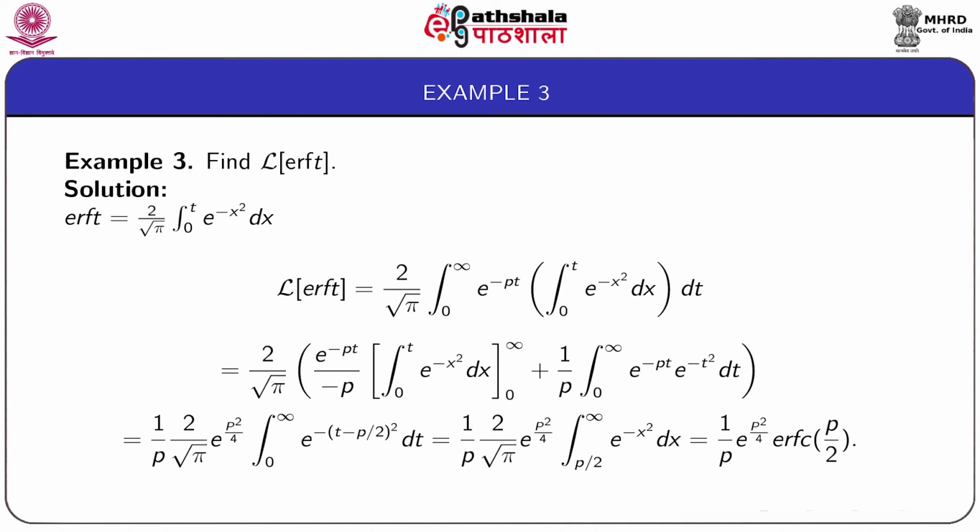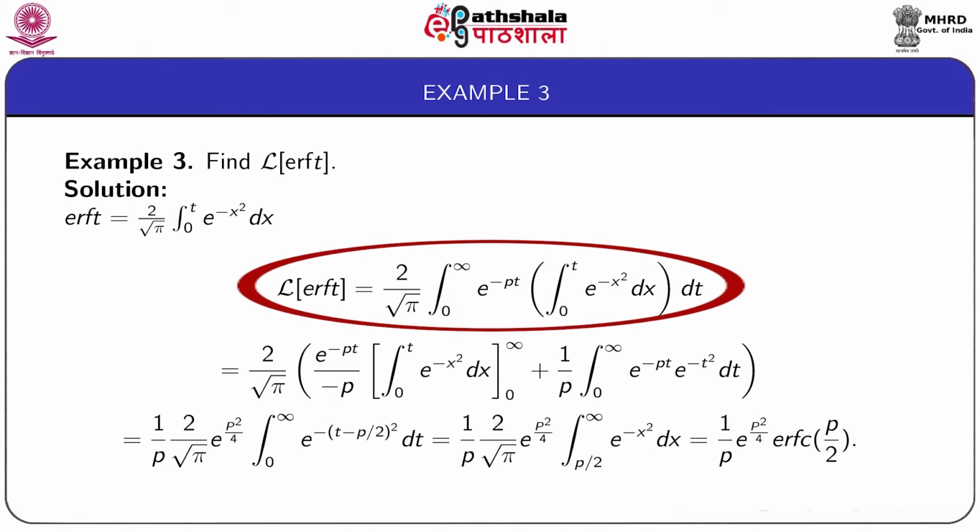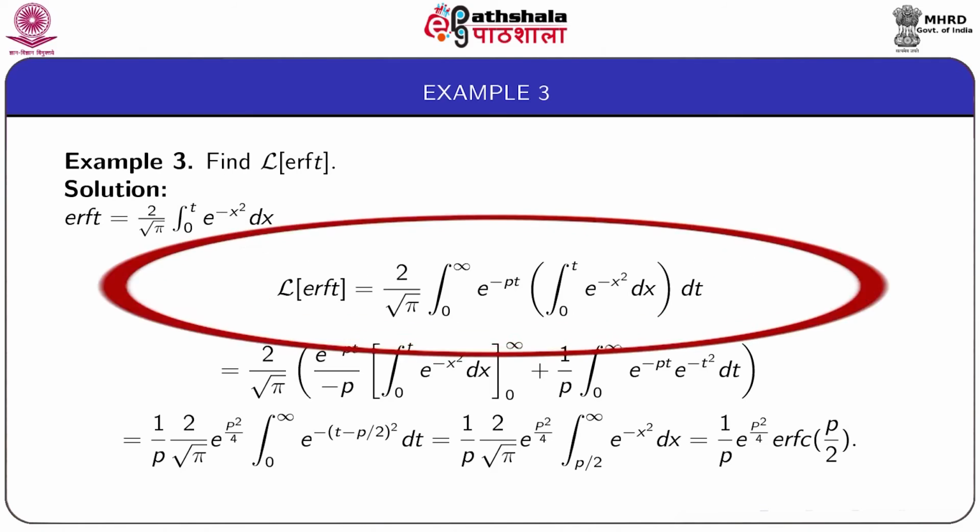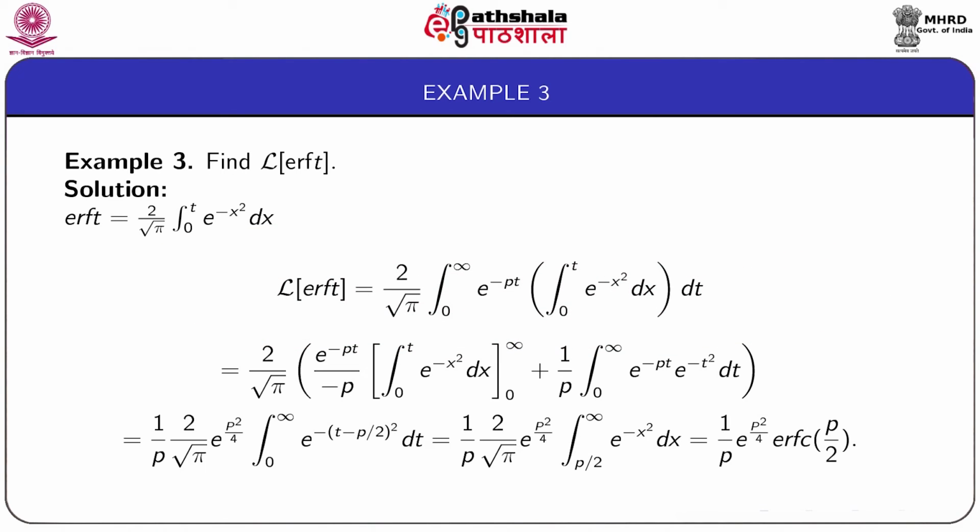Next we come to example 3. We have to find Laplace transform of error function of t, that is equal to 2 by root pi integral from 0 to t e to the power minus x squared dx. Laplace transform of erf(t) equal to 2 by root pi integral from 0 to infinity e to the power minus pt into integral from 0 to t e to the power minus x square dx dt.